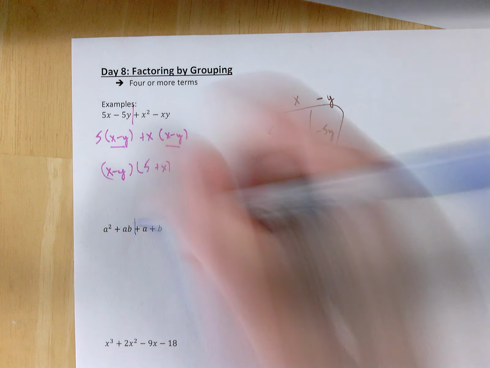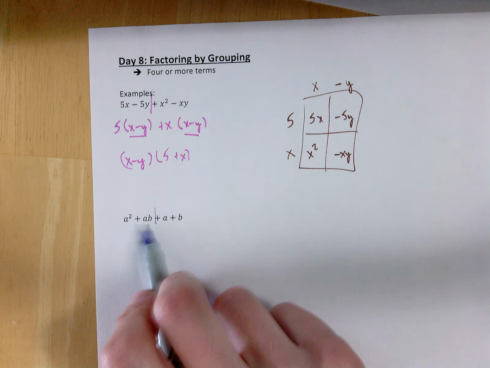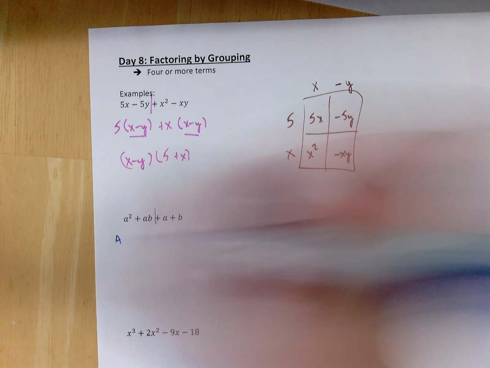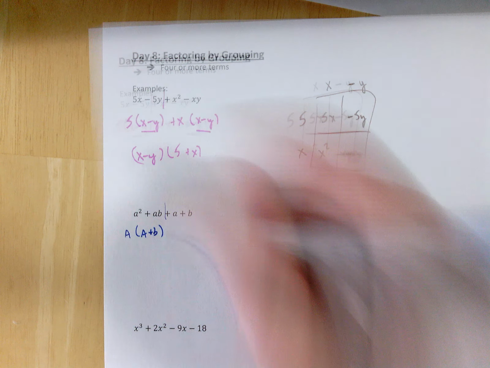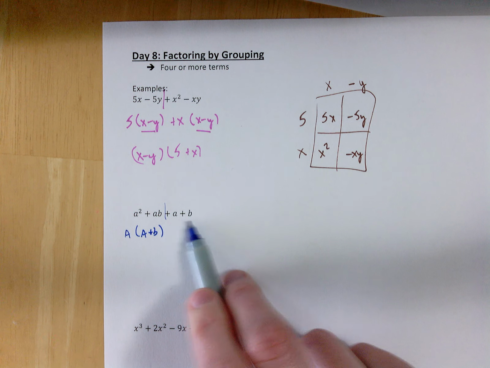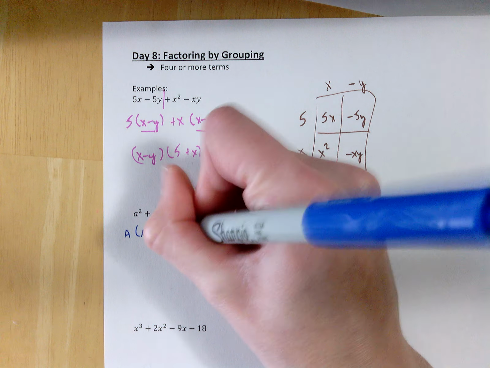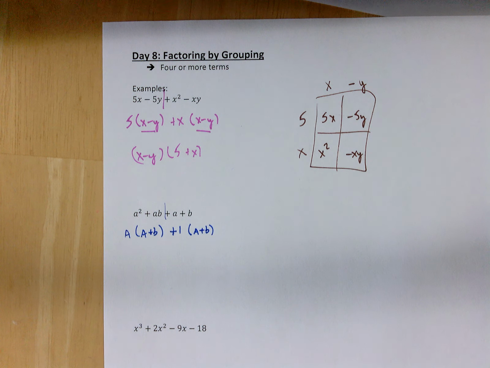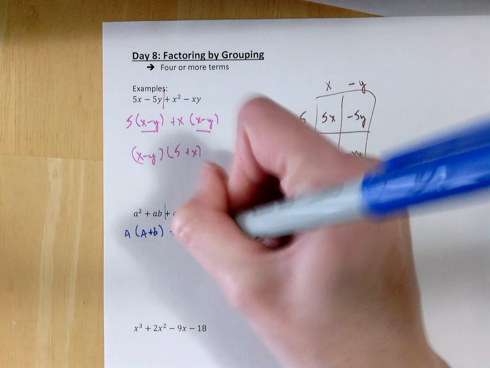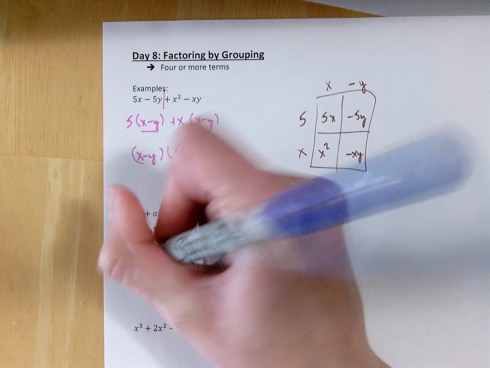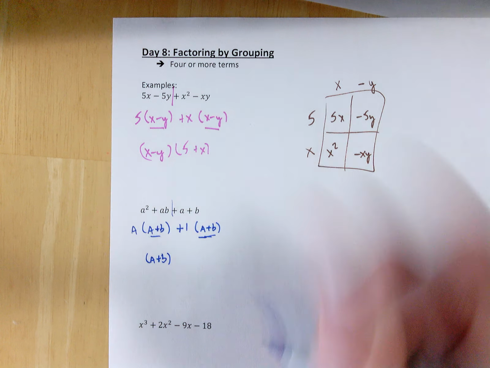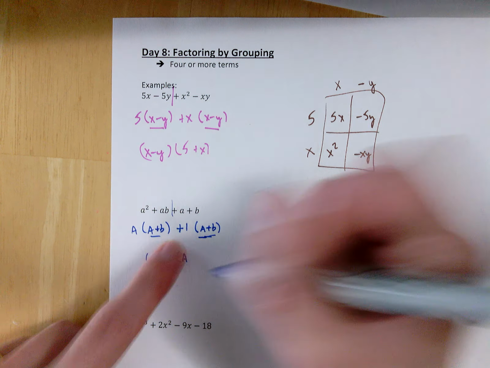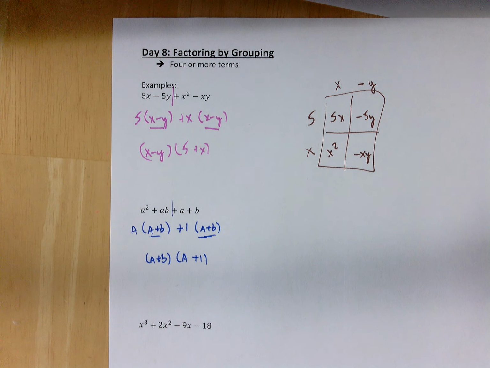For this one, I'm going to split this in half, GCF each half. The common factor between these 2 is a, and when I pull that out, I'm left with a plus b. And then these 2, the common factor between those is just a 1. There's nothing other than a 1 that I can pull out from both of those. So I'm going to pull out a factor of 1, and that leaves me with a plus b. Then the common factor between these 2 terms is the a plus b. So I'm going to factor out a plus b. That leaves me with an a from here and a plus 1 from there. And there's my factored form.